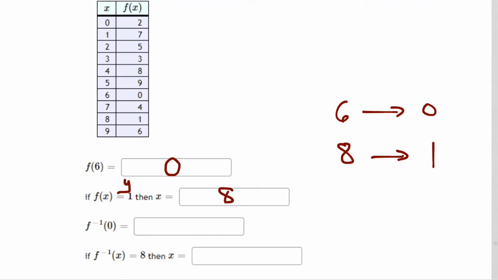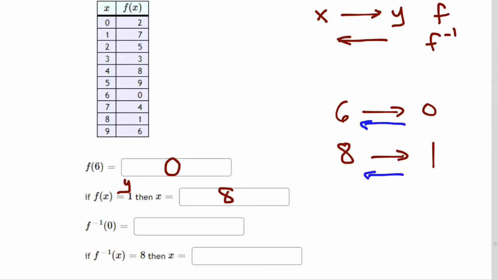And that's going to help me down here when I start dealing with f inverse. So when you invert a function, what that means is that if x is mapped to y for f, then y is mapped to x for f inverse. They switch places. So I'm going to put an arrow on in a different color, blue, for the inverse. And that tells me which way I'm going to map when I figure out f inverse.